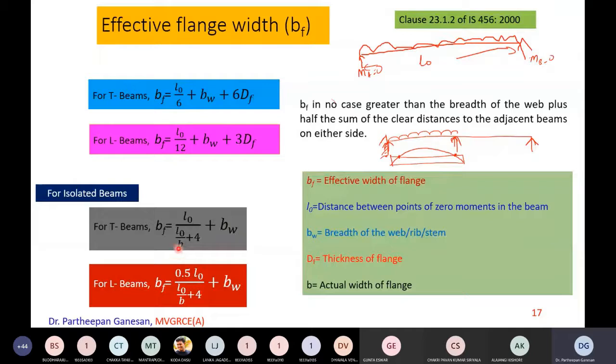As I told you in the earlier slide, you have a T beam, a beam itself like a T beam, and the width of the top flange is BF. So the actual width of the flange, that is B, plus 4 plus BW, and for an L beam it is half of this value, 0.5 L0. These are all given in the code itself, in clause 23.1.2, page number 38. All this information on page 37 or 38 is available to you. We will be using all these equations very much in the analysis of T beams.